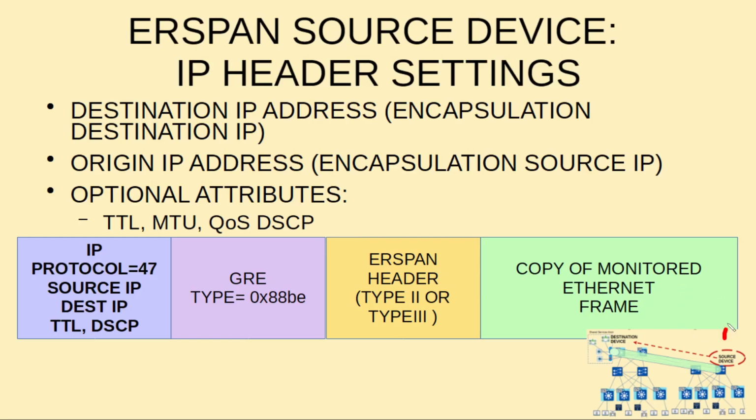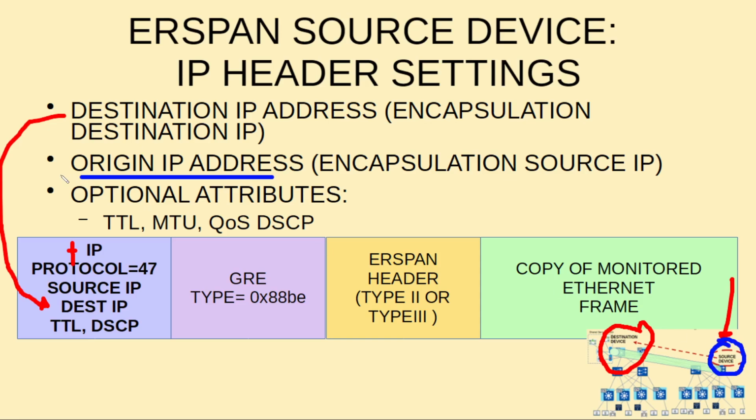We're still talking about how to configure the source device. Remember that the source device is going to encapsulate traffic, so it needs to add an IP header. So we need to configure what will be the destination IP address that will be used as the destination IP for your IP header. This is an IP address that lives within your destination device. We need to also provide an origin IP address. This is an IP address that lives within your source device. This will be used as a source IP for your IP header.